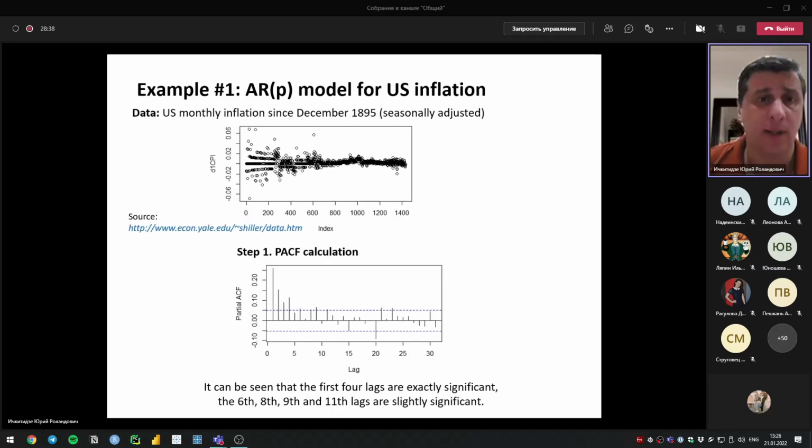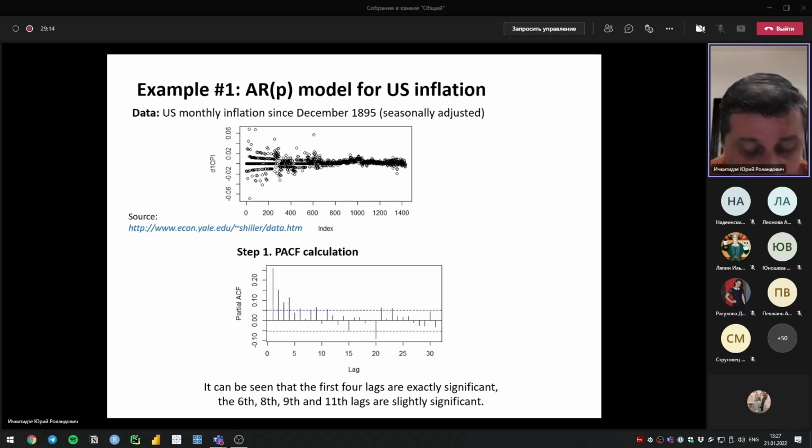So let's consider the first example. We have a DGR file in our handouts. There is a price level in the United States. Based on this price level, we can calculate the first differences. This will be monthly inflation. The file represents the logarithm of the price level, so the first differences are monthly inflation in terms of log returns.